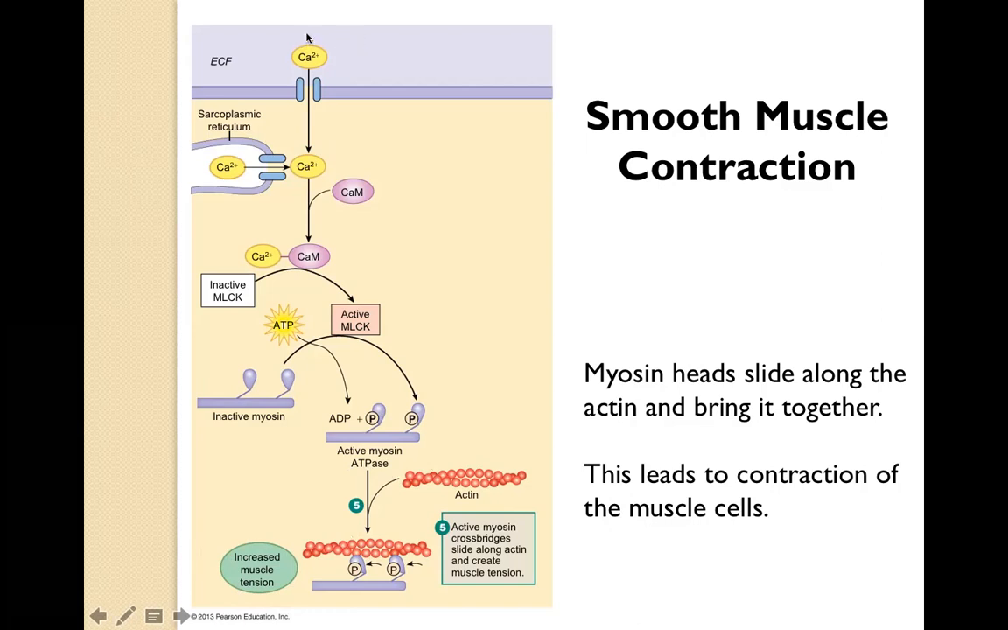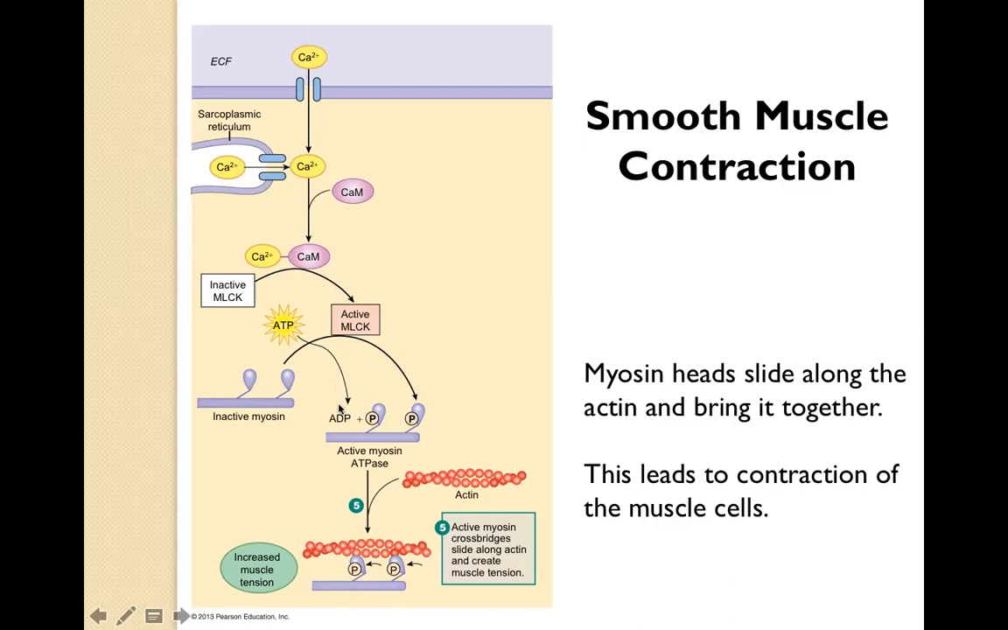I'll go through it again sort of quickly as a little review. Calcium enters the cell from both the extracellular fluid and from the sarcoplasmic reticulum. That calcium will bind to that protein calmodulin. Together it makes a calcium calmodulin complex. It activates myosin light chain kinase, and that myosin light chain kinase causes ATP to be hydrolyzed.